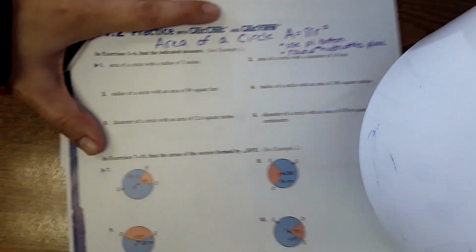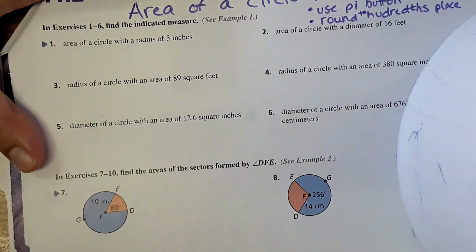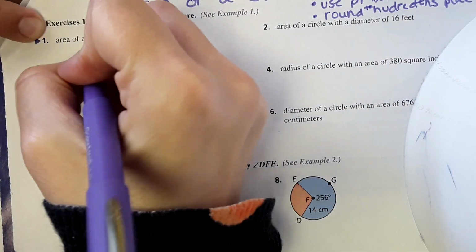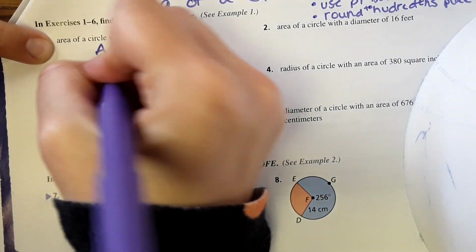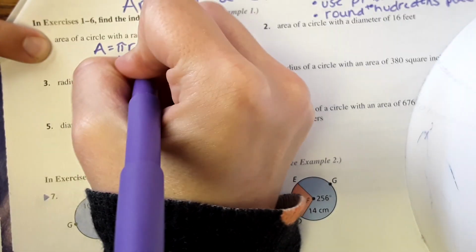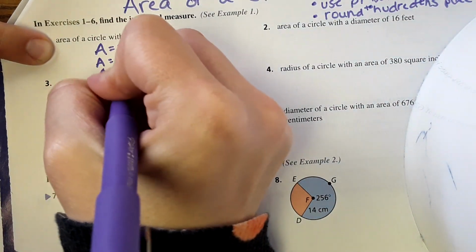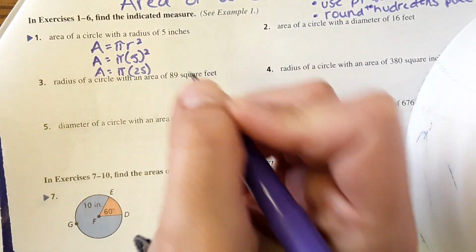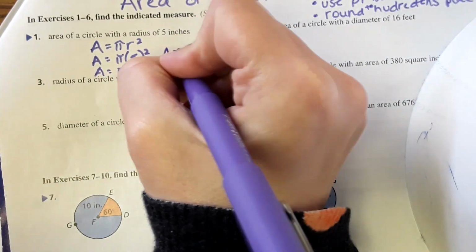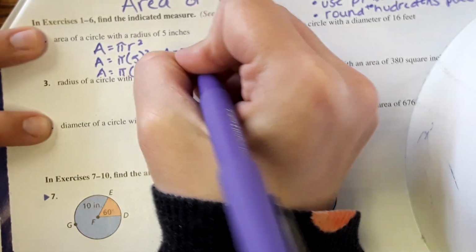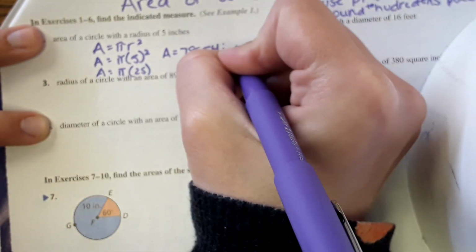values we know. So for number 1, area of a circle with a radius of 5. So area equals pi r squared. And we know the radius, so it would be 5 squared. So area equals pi times 25. You just plug that into the calculator using the pi button, and it comes out to area equals 78.54. That'd be inches squared.